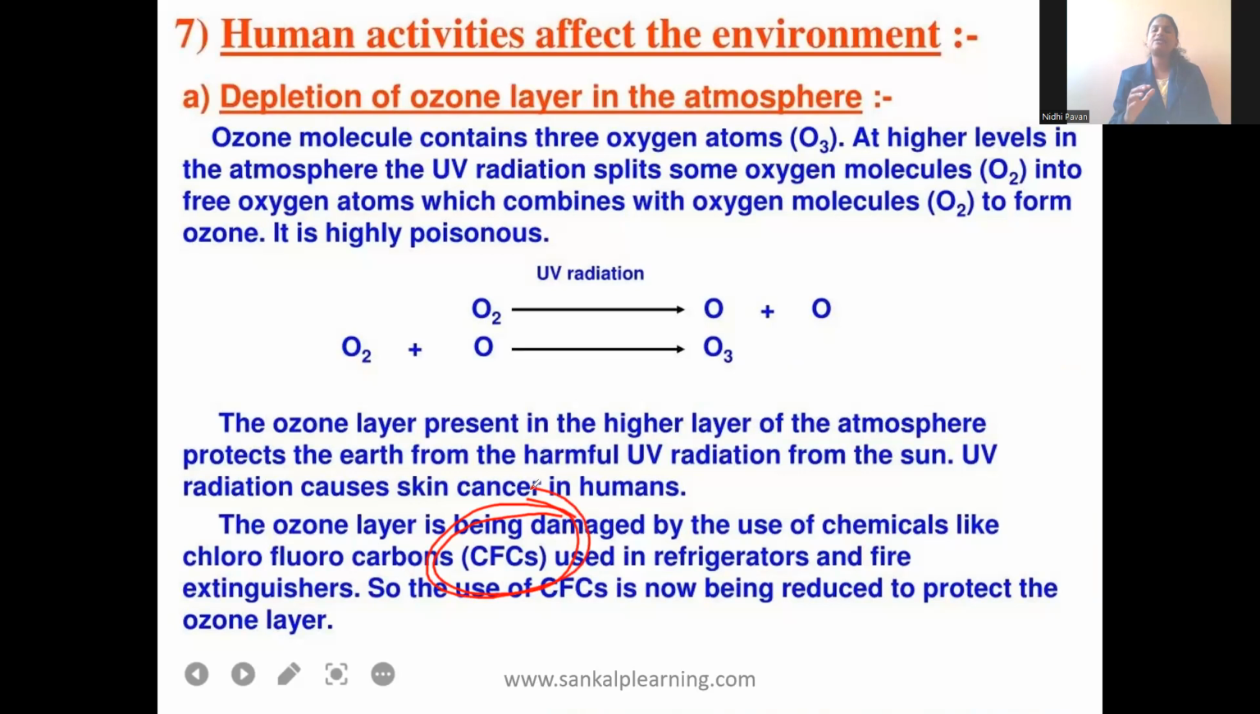We have to minimize the use of chlorofluorocarbon so that the depleted ozone layer can get back. Nowadays, it is published in science magazines that the ozone hole, the diameter of the hole, has been reduced because chlorofluorocarbons are not used now in refrigerators. Instead we are using certain coolants. So we have to minimize the use of substances which are harmful to the environment. This is one of the reasons for the depletion of the ozone layer.